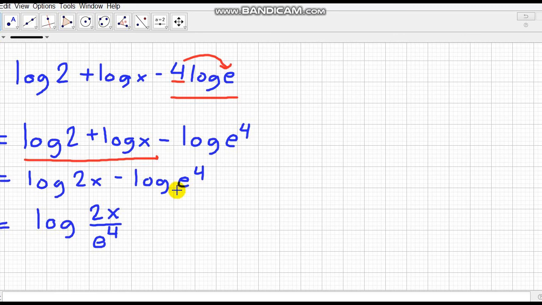So that's how we use the laws of logarithm. And it has some other applications in our next video, which is solving logarithmic and exponential equations. So I hope you guys learned a lot today, and see you guys in the next video.